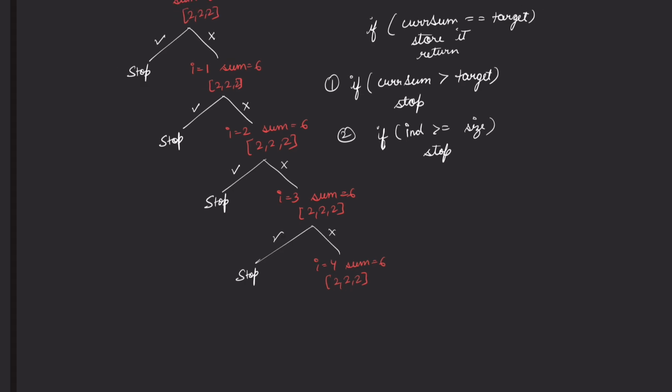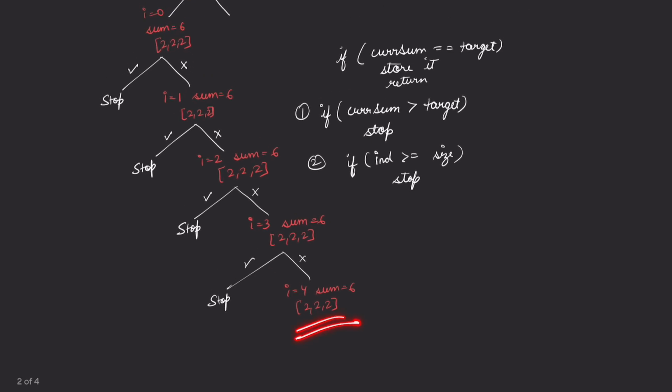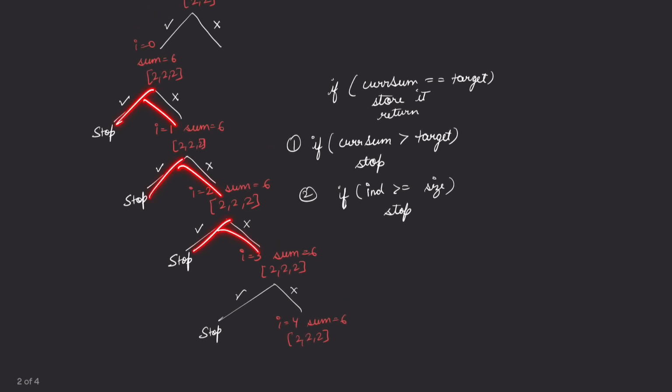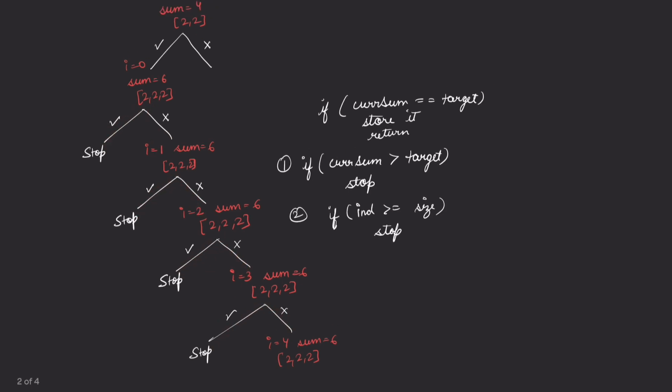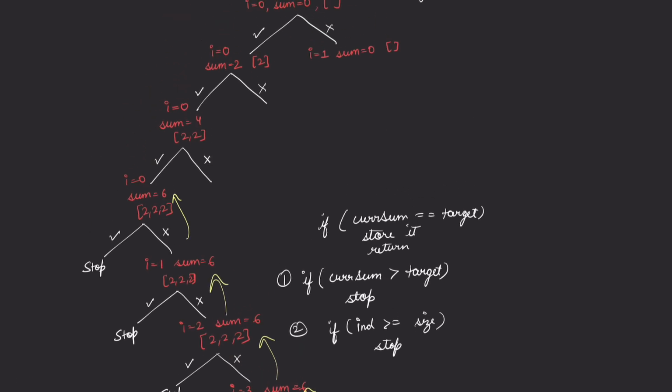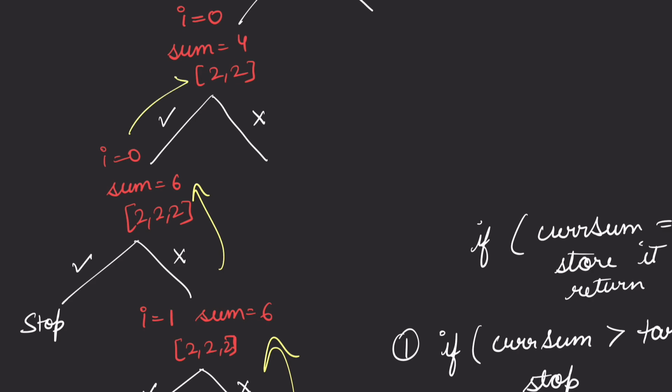Now if you see, this path is finished, right? All of these paths that we were considering are finished now. So what will recursion do? It will backtrack, right? Now it will go back. So this will go back here, this will go back here, this will go back here. Now when this goes back here, the other call that will happen is this one, right?